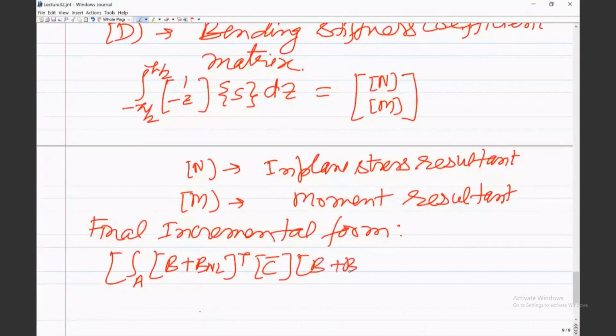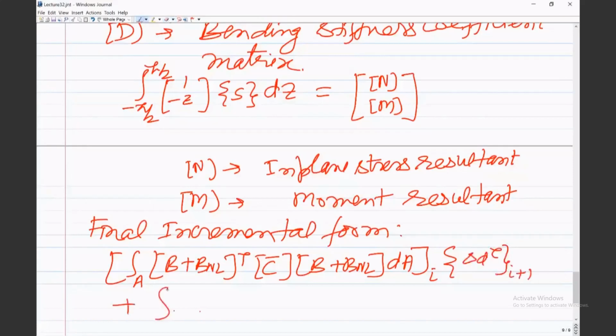So this is B plus BNL integration over area, and this is evaluated at the previous iteration, into the incremental delta DE for the current iteration, plus the second term, integration over area, delta BNL transpose, and then we have this N and M into dA. This is evaluated at the previous iteration and this is evaluated at the current iteration.